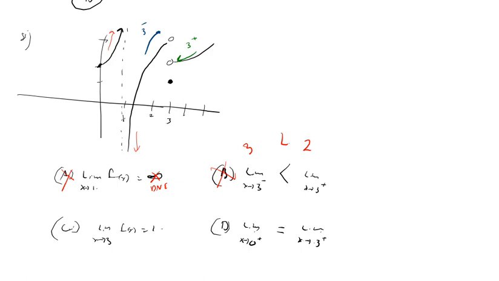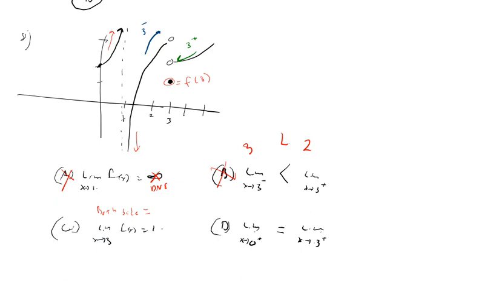Look at part C. Is the limit as x approaches 3 equal to 1? What do you think, everybody? Well, here's the value. But remember, this dot here means this is the value f of 3, not the limit. The limit means both sides have to be the same. Both sides have to be equal. If we have a full limit, it's not left or right.